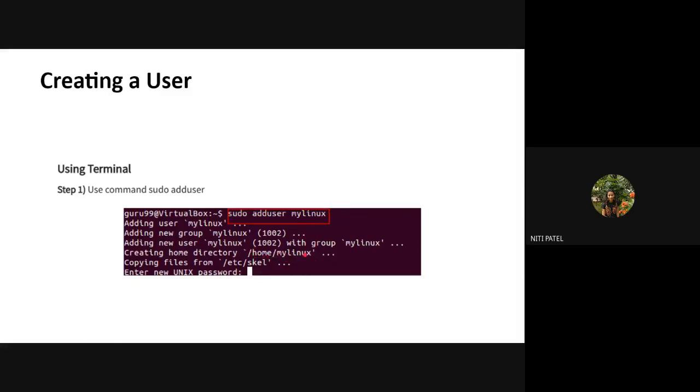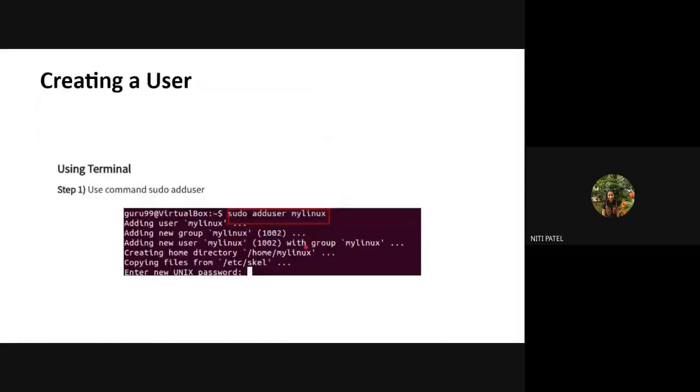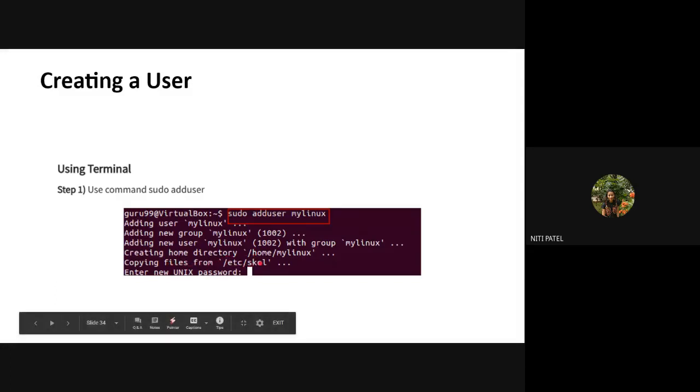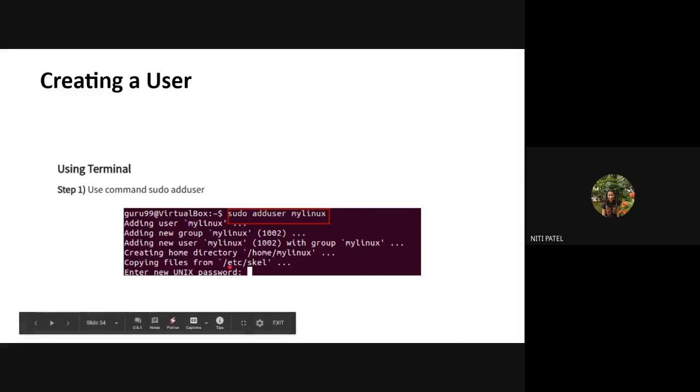So as it is said over here, in Linux every user is assigned an individual account which contains all the files and folders. So when that user is created, everything with respect to that user will go inside his own named folder, which is there inside the home directory. Okay. Copying the files from /etc/skel, which means that any additional information required for that user to work is copied from the etc directory.